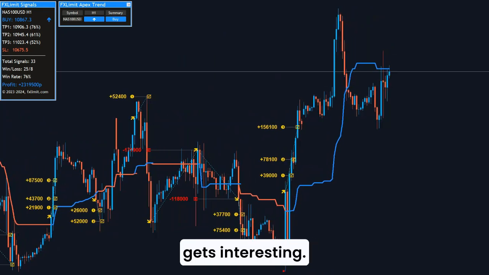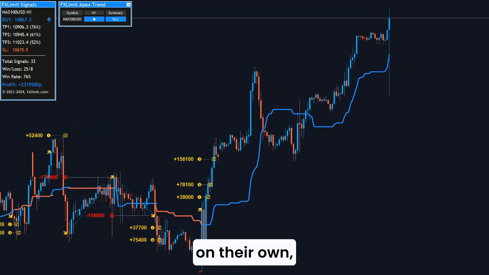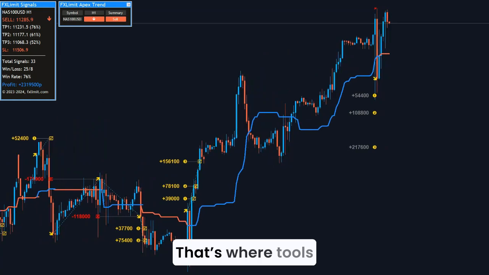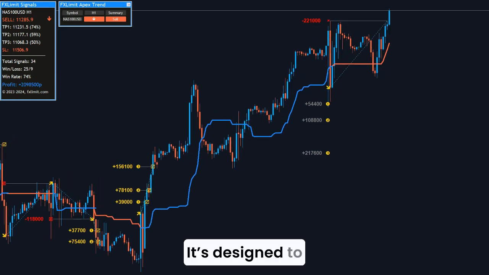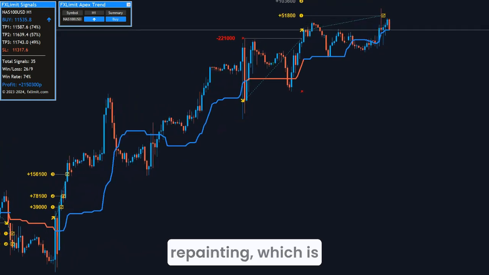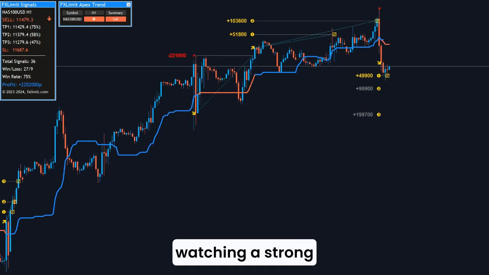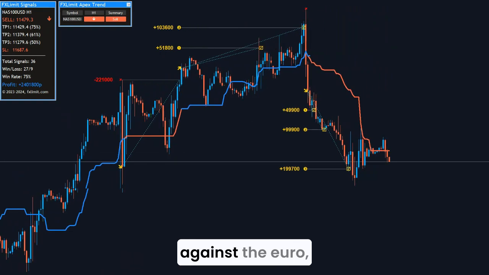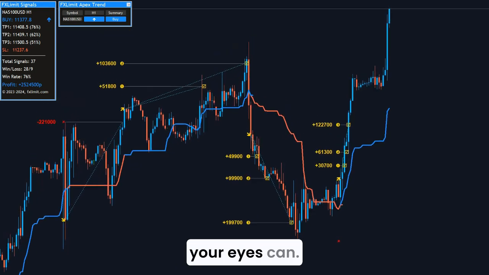Now here's where it gets interesting. While all of these fundamentals are powerful on their own, they work best when paired with clear trend analysis. That's where tools like the Apex Trend Indicator come in. It's designed to interpret market behavior and signal when a new trend is beginning without repainting, which is key for reliability. You could be watching a strong GDP report for the Eurozone, but if the trend is already shifting against the euro, the Apex Trend Indicator will catch it before your eyes can.